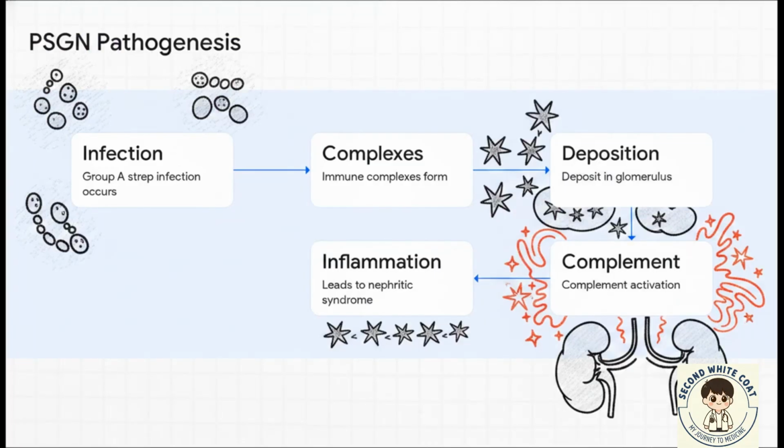What's going on under the hood in PSGN is basically a 5-step chain reaction. 1. The patient has a prior group A strep infection. 2. The immune system forms immune complexes. 3. Those complexes deposit straight into the glomerulus. 4. They trigger complement activation. And 5. That causes massive inflammation, resulting in the nephritic syndrome we're seeing in our 12-year-old patient.